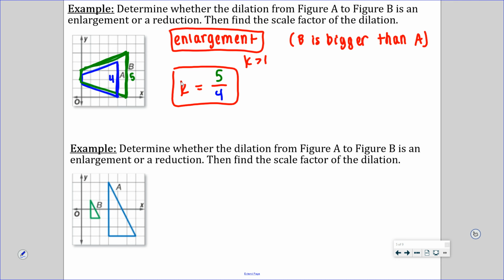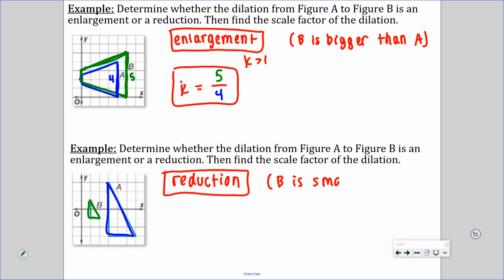Okay, so again, we're going from A to B, but be careful with this one. A is on the right this time. So we're going from A, my blue one, to B. Enlargement or reduction? Why? Exactly, it's getting smaller. B is smaller than A.